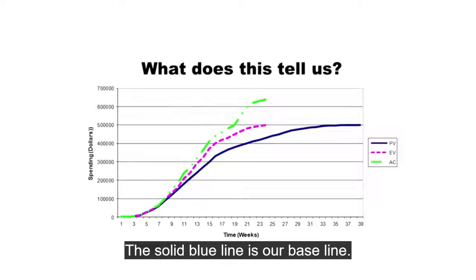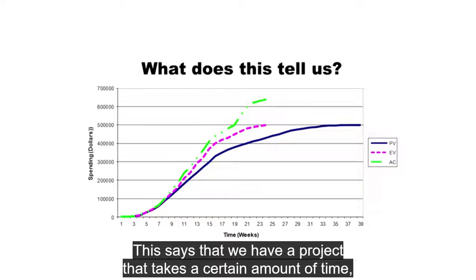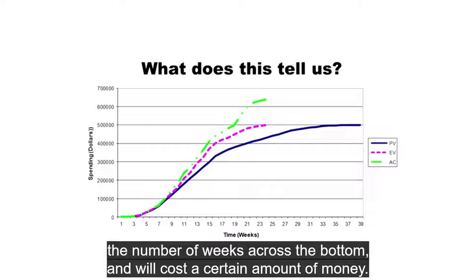What does this show us? The solid blue line is our baseline. This says that we have a project that takes a certain amount of time, the number of weeks across the bottom, and it will cost a certain amount of money.